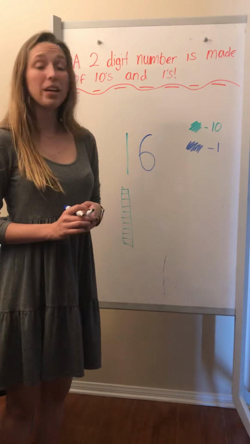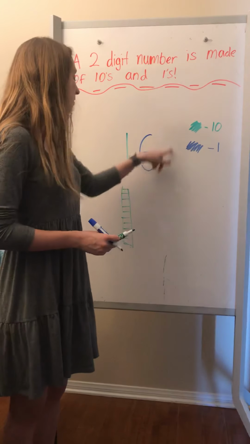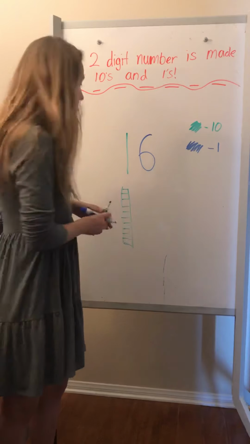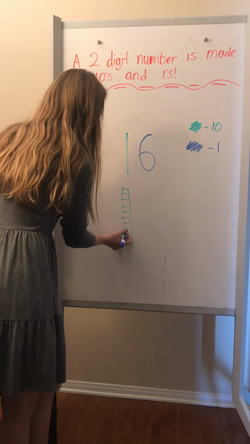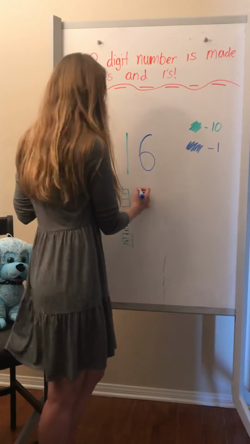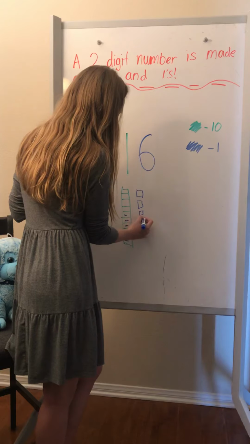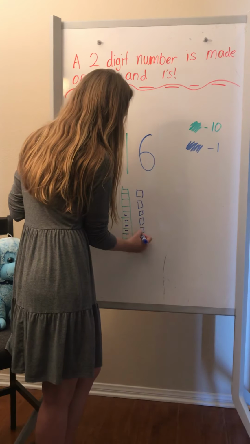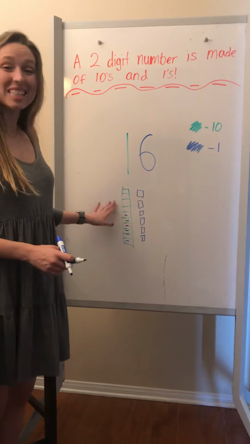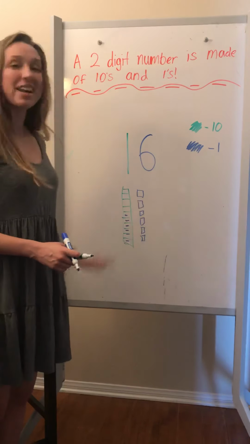Well, I think I'm going to have to use my ones block because the number 6 is not enough to fill up a whole block of 10. So if I tried, I'd have 1, 2, 3, 4, 5, 6. I wouldn't be able to fill up the whole block. So I'm going to make ones blocks. 1, 2, 3, 4, 5, 6. So now I've drawn 16 using 10 blocks and 1 blocks, and I have the number 16.